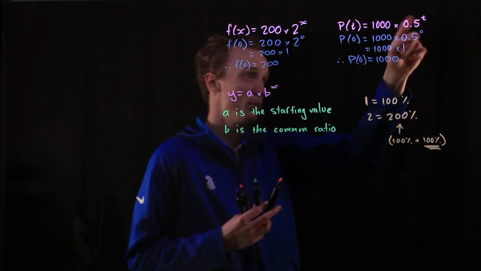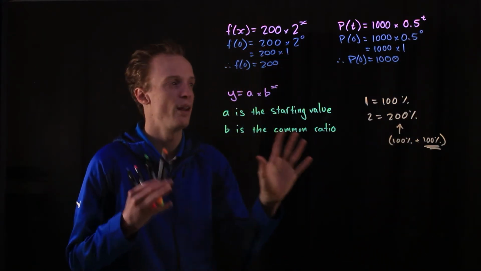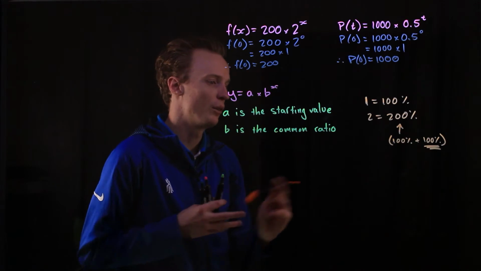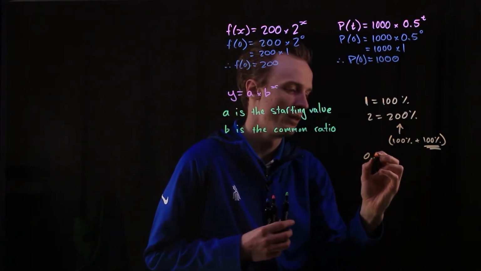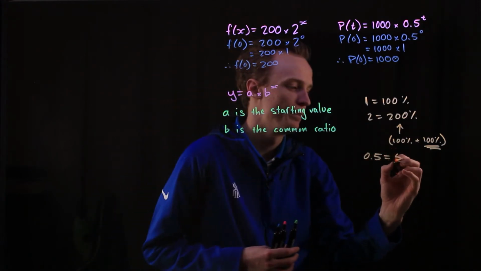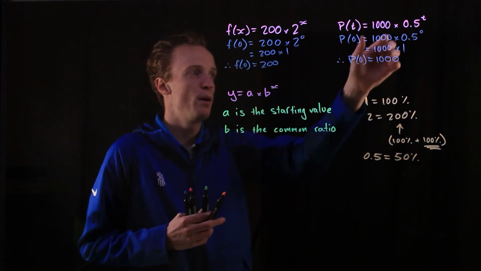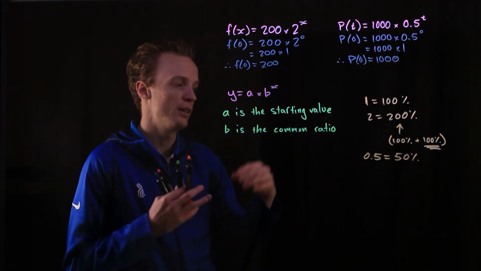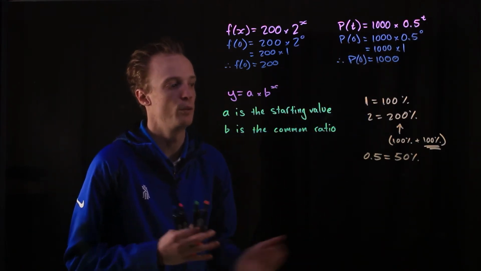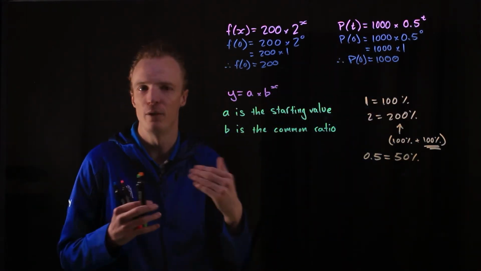However, in this example here, it was less than 1. It's still greater than 0. I'm not worried about it when it's negative, but it's less than 1. It's 0.5. Well, 0.5 as a percentage is 50%. It means that for every one time period it increases, my population is going to decrease every single time. It's only going to be 50% of what it was before. It's halving every single time.